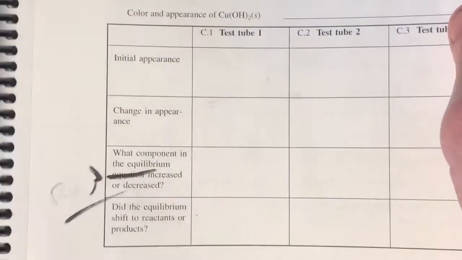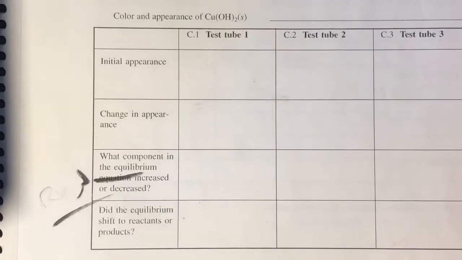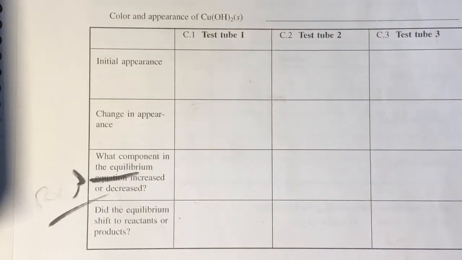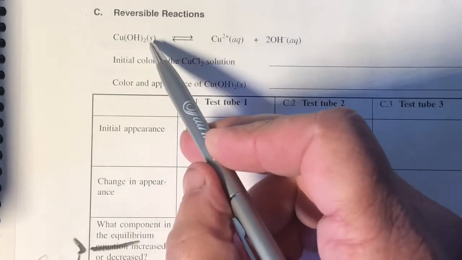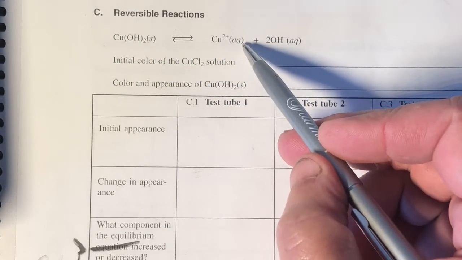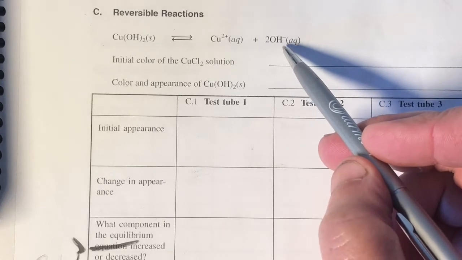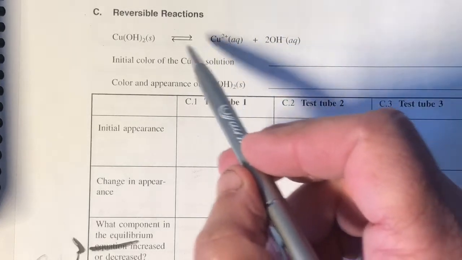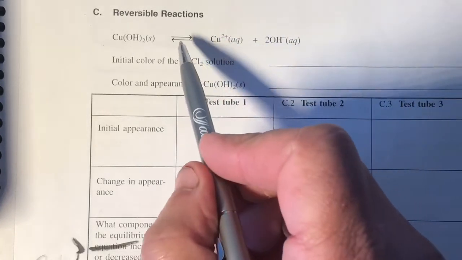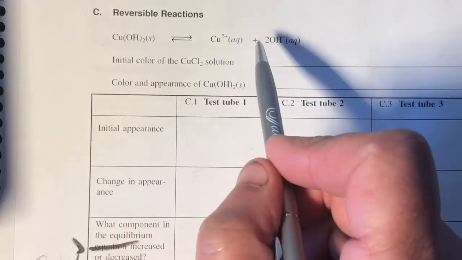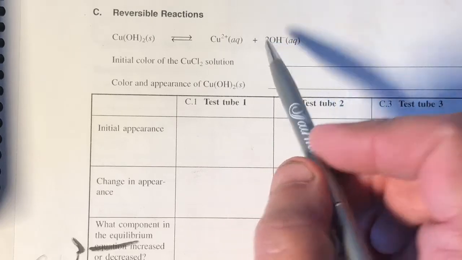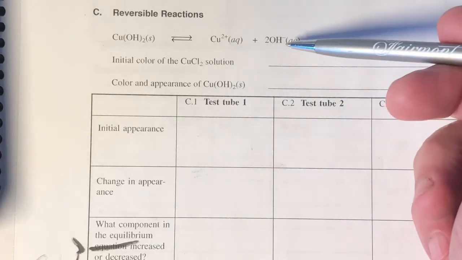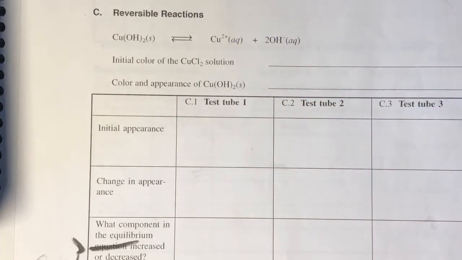All right, another sort of fun part is part C, where we're looking at the reaction of copper hydroxide, which is a solid, dissolving to give us copper 2+ ions and hydroxide ions. If you've read up on equilibria here, we might be able to push the reaction to the right if we can get rid of one of these ions that are formed on the right, or push it to the left if we were to add these.